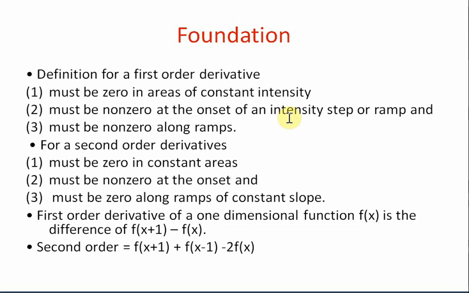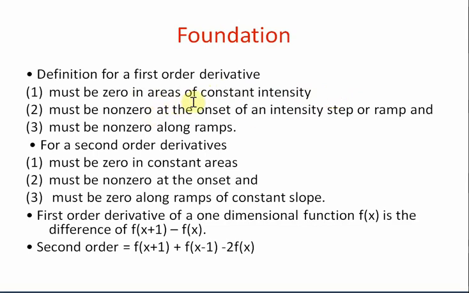Now coming to the first order derivative. What is the definition of the first order derivative for any image? Observe, it must be 0 in areas of constant intensity. In the image, if there is any area with constant intensity, say the intensity value is 5 throughout that area, 5, 5, 5, 5, like that.